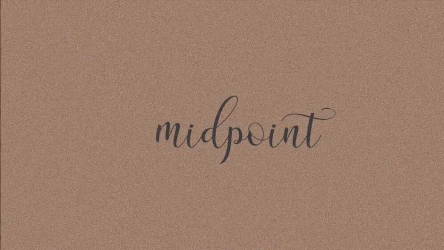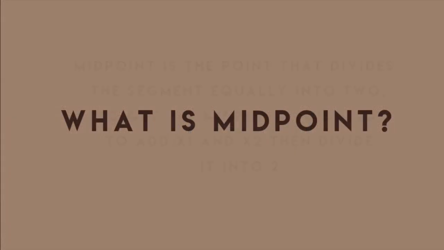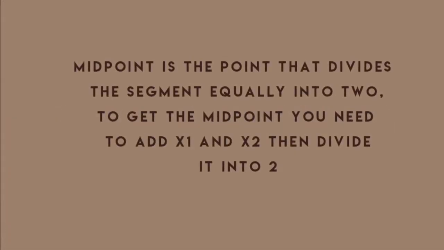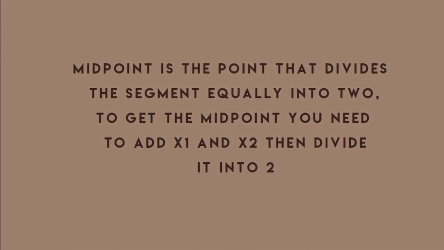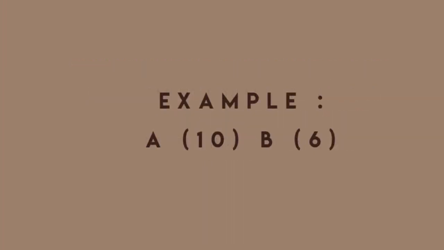Our next topic is midpoint. Midpoint is the point that divides the segment equally into two. To get the midpoint, you need to add x sub 1 and x sub 2, then divide it by 2. For example, a is 10 while b is 6.